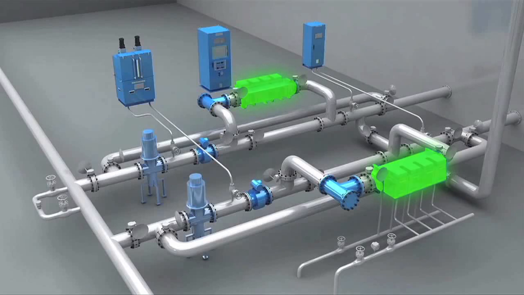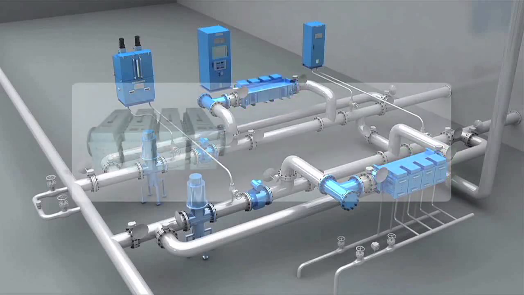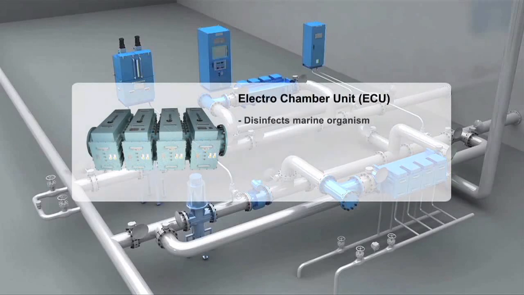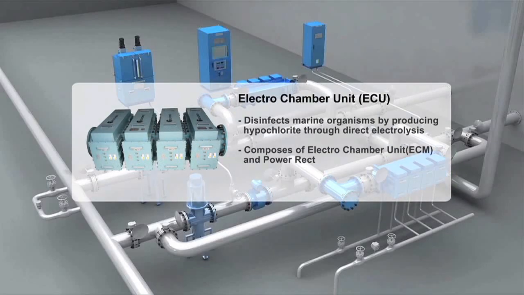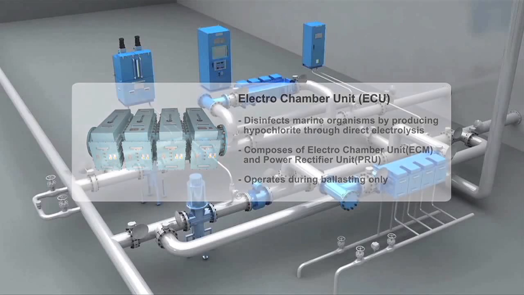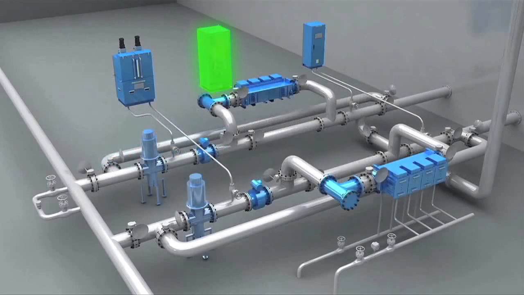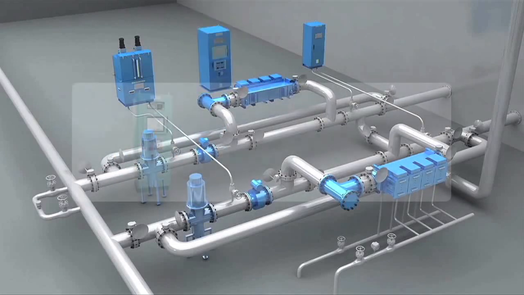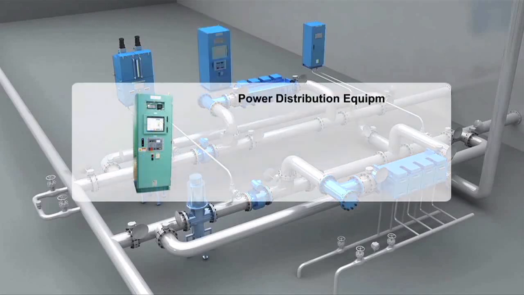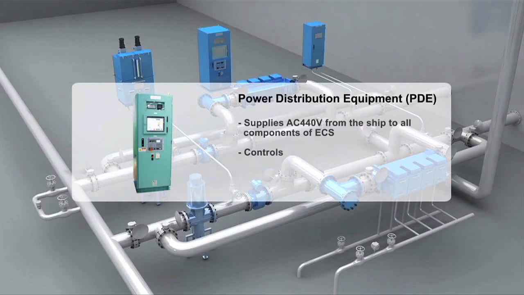ECS disinfects marine organisms by producing hypochlorite through direct electrolysis. It is composed of the electrochamber unit, ECU, and the power rectifier unit, PRU. It operates during ballasting only. It supplies AC 440V from the ship to all components of ECS, and controls communication parts of all equipment of ECS.